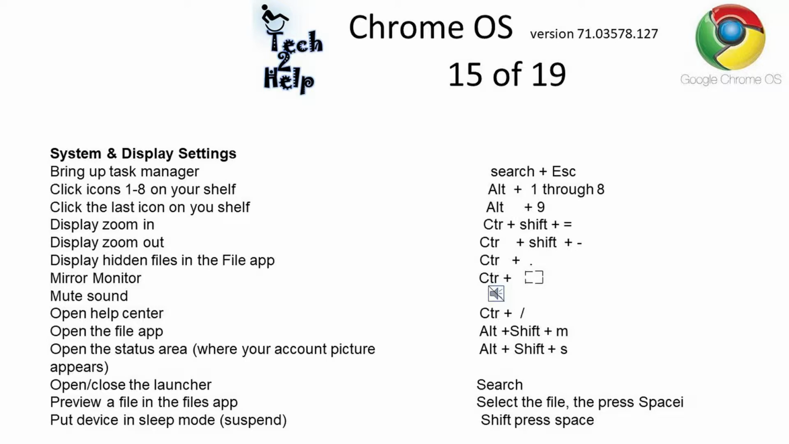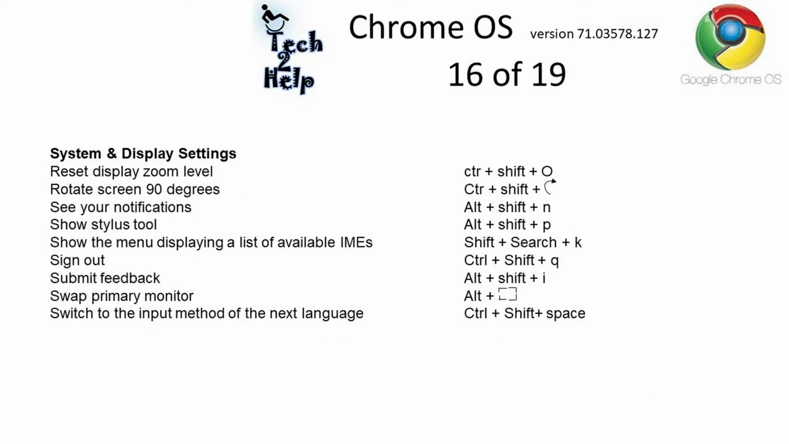Open, close the launcher: Search. Preview a file in the Files app: select the file, then press space. Put device in sleep mode, suspend: Shift press space. Chrome OS version 71.03578.127. 16 of 19. System and Display Settings.